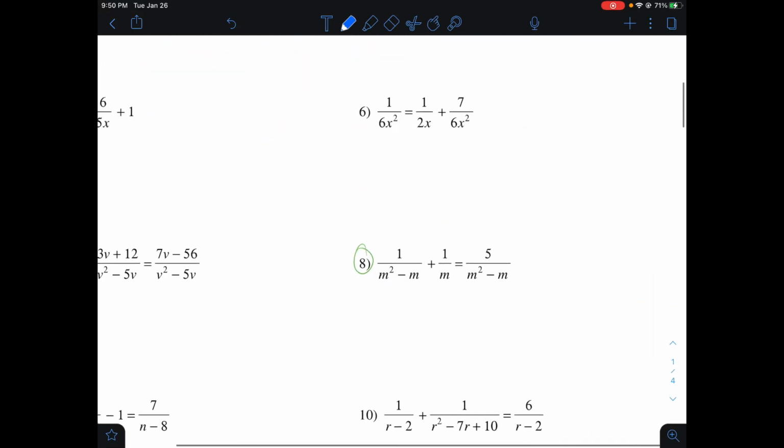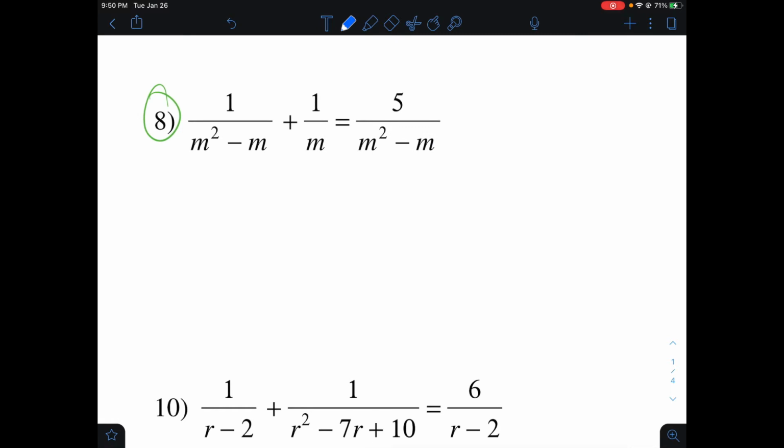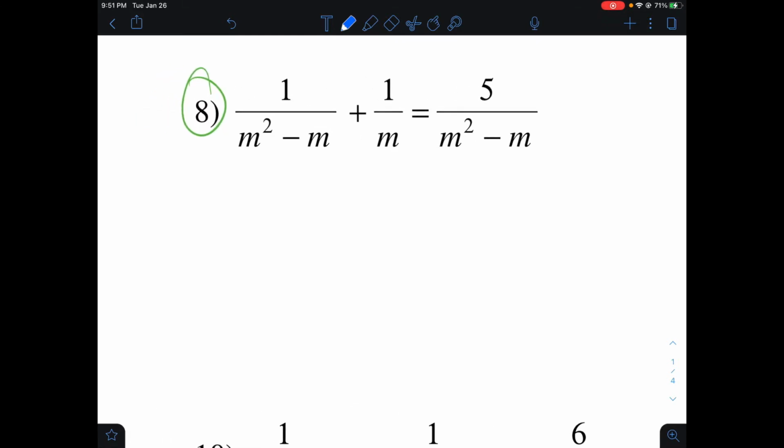All right, so let's try this one. We're looking here, and we need to factor everything. So that's going to be our first step. Let's go ahead and factor everything we got here. If I look at my denominator, I can take an m out. So I'm going to have 1 over m minus 1 plus, and then this guy we can't do anything with, so we've got 1 over m equals 5 over m times m minus 1.